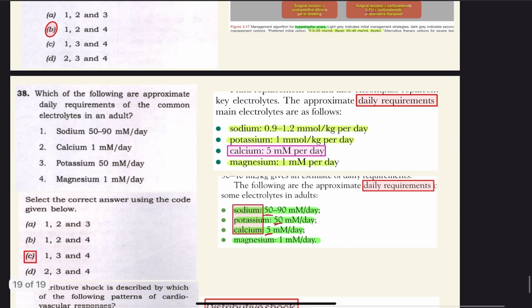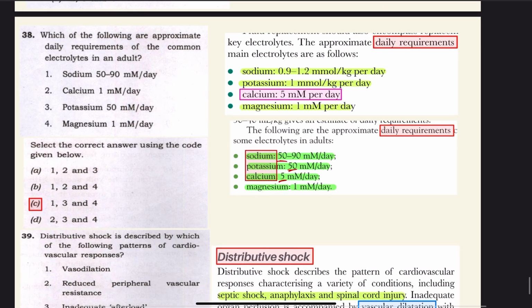Now, which of the following is the approximate daily requirement of common electrolytes in an adult? This question is taken from the 27th edition of Bailey. You can see the sodium is 50 to 90. Okay, yes, 50 to 90. Calcium is 1. No, calcium is 5. Remember, calcium is 5. Then potassium is 50, and magnesium is 1. But this is modified in the 28th edition. This is 28, this is 27th.